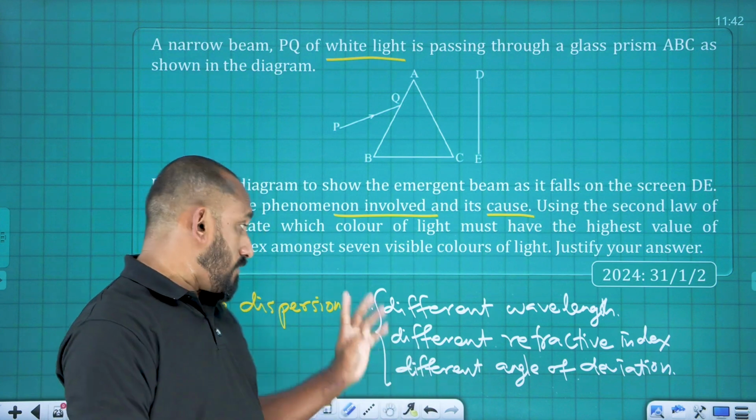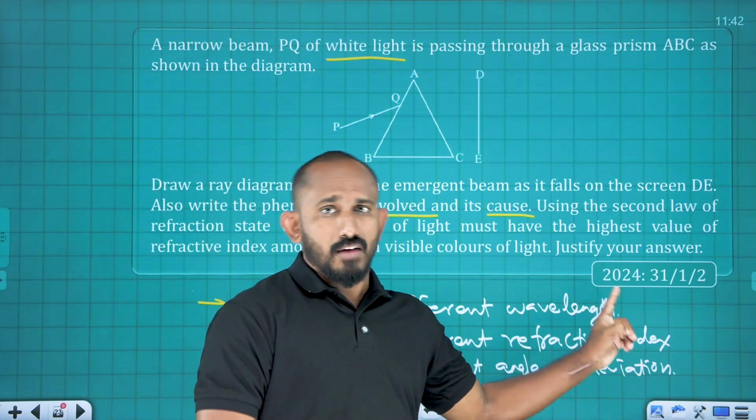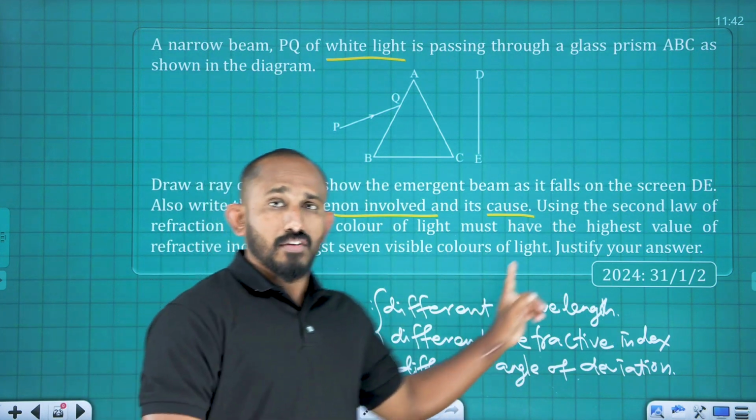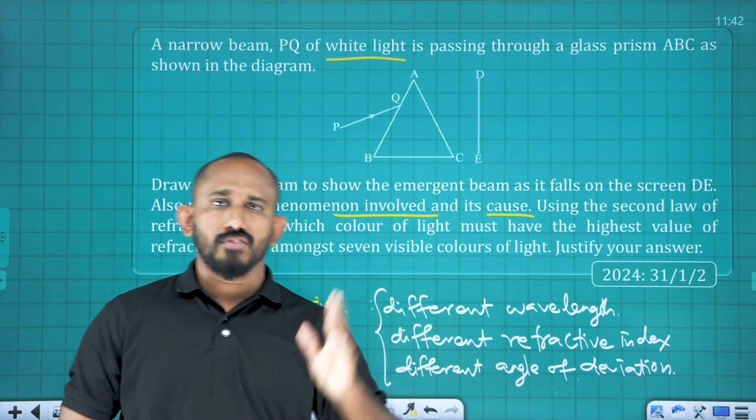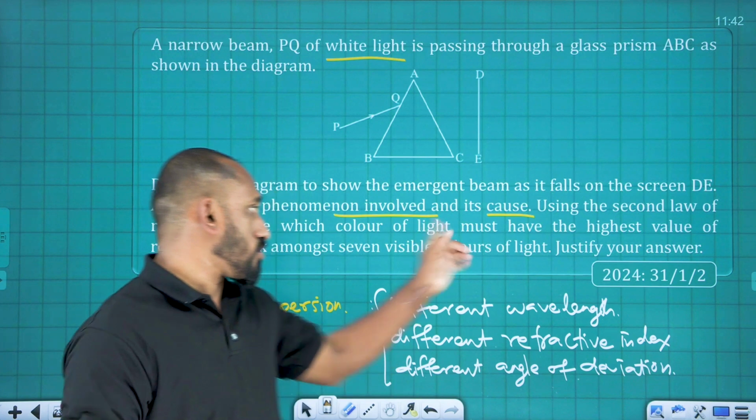So we can tabulate it. Each color has a different wavelength. Hence, they have different refractive indices and different angles of deviation. Hence, they separate and move along different paths. So they split. That's the cause.